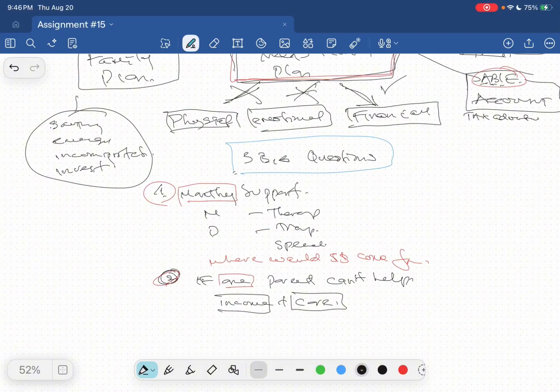The second question that we're really talking about here is: what protects the family if one caregiver cannot continue? We're going to be discussing that.